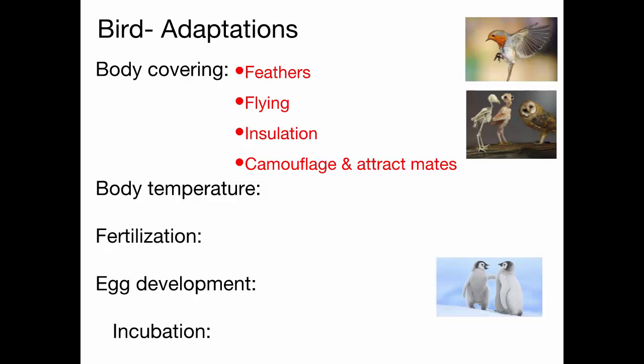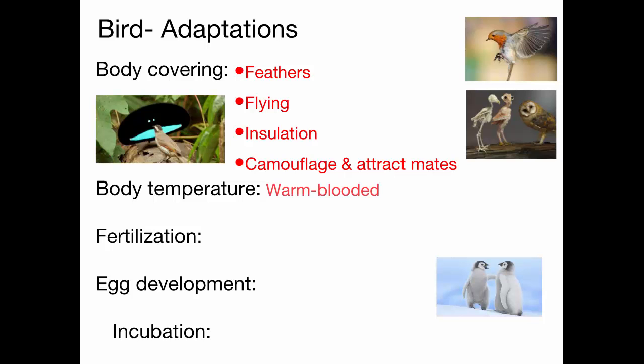What about the body temperature of birds? They're warm-blooded. Think of a penguin, for example, which lives in extreme cold conditions and still survives because it maintains an elevated body temperature.